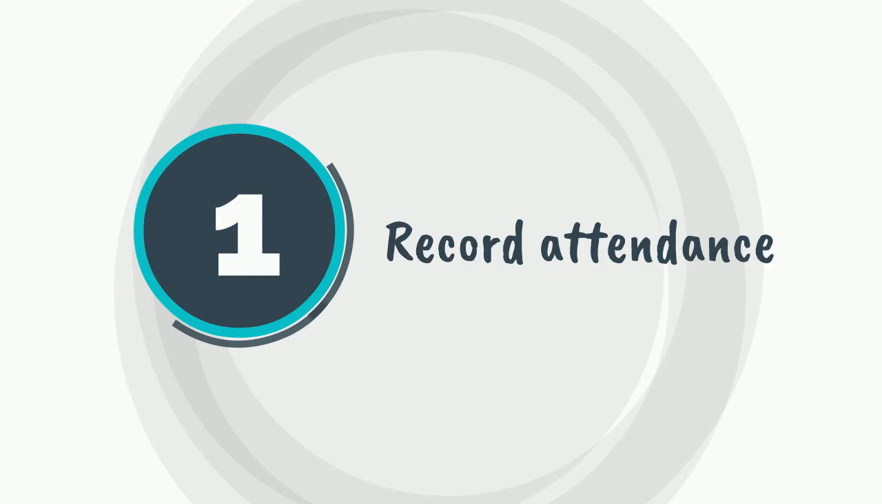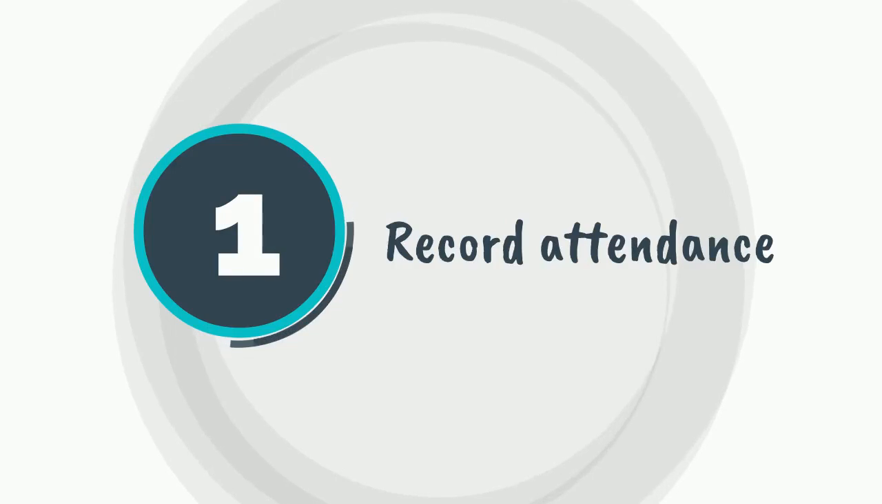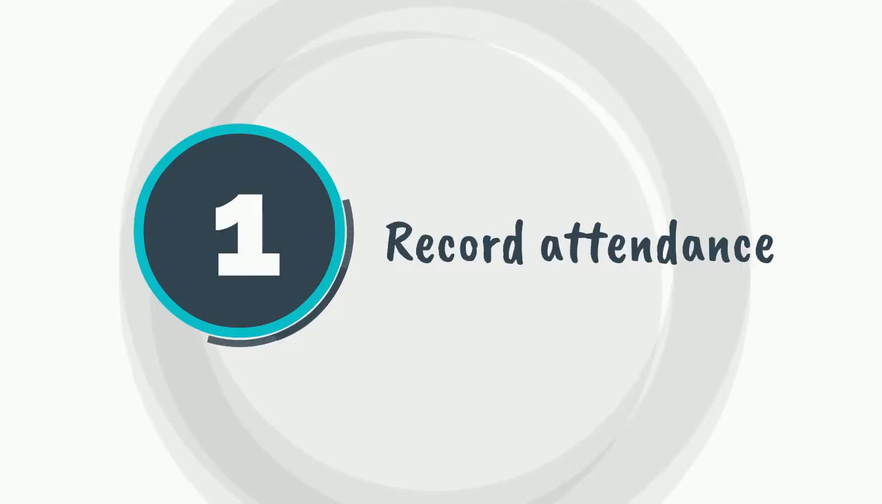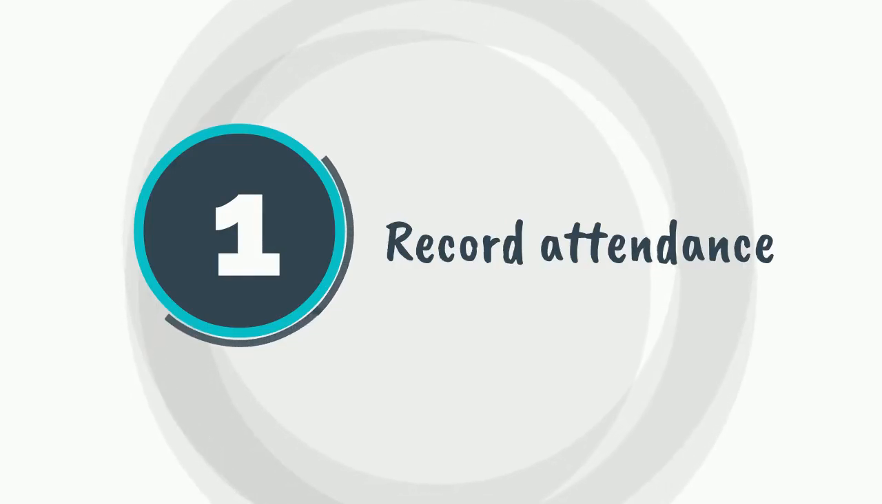Taking meeting attendance in the meeting room. The first thing a board assistant does after a meeting begins is record attendance. If anyone leaves the room during a meeting, he or she can note that as well, in case a board member is not available for voting.